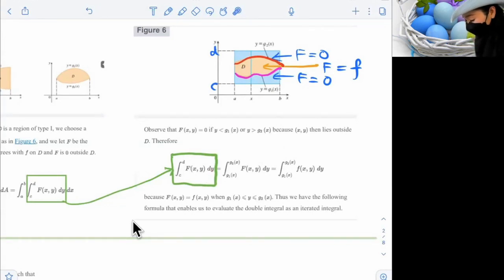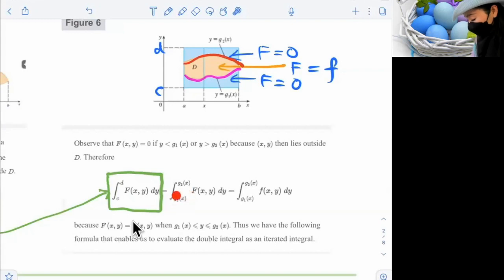And because the big F function is equal to 0 below this and also above this, the only part that contributes to this integral is those y that are between this curve and this curve. In other words, y is going to be between g1 of x and g2 of x. Only this part, right? So when y is between this and this, the big F function value will not necessarily be 0. Okay, so these two are equal.